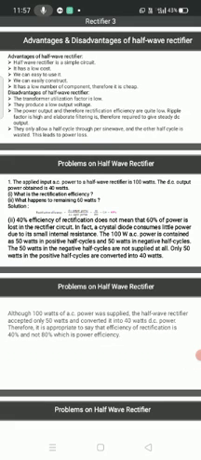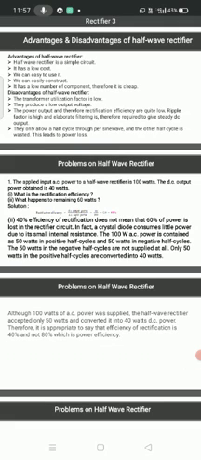Next point, it has a low number of components, therefore it is cheap. A low number of components means we are using only one diode, one transformer and one resistive load. So the cost of the half-wave rectifier is very cheap. That's why it has a low number of components and is therefore very cheap. These are the advantages of half-wave rectifiers.